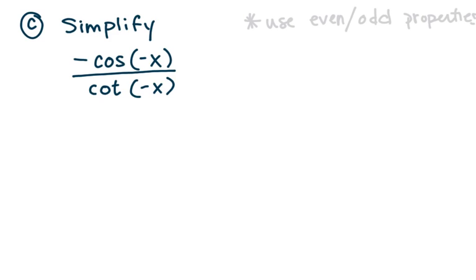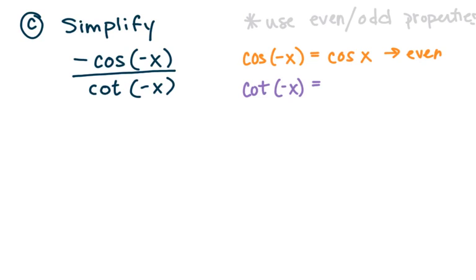One thing I know is that cosine is even. So cosine of negative x is cosine x, because that was an even property. Tangent is reciprocal to cotangent. Tangent is odd. That means cotangent is odd. So cotangent of negative x would be negative cotangent of positive x. And that's because this is an odd function. So I'm going to simplify this here.